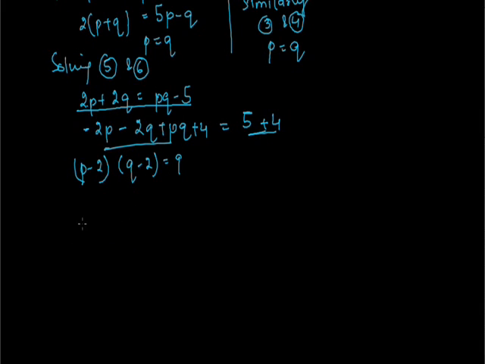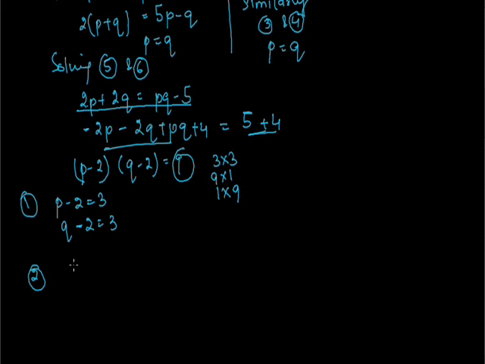Again we'll make the cases, that is P minus 2 equals to 3 and Q minus 2 equals to 3. Why 3, 3? Because we can break 9 into 3 into 3, 9 into 1 or 1 into 9. So first case is this, second will be either P minus 2 will be equal to 9 or Q minus 2 will be equal to 1. Considering third case, P minus 2 will be equal to 1 or Q minus 2 will be equal to 9.